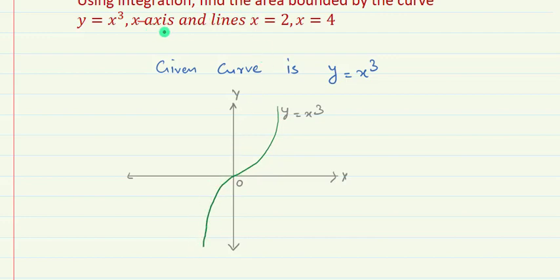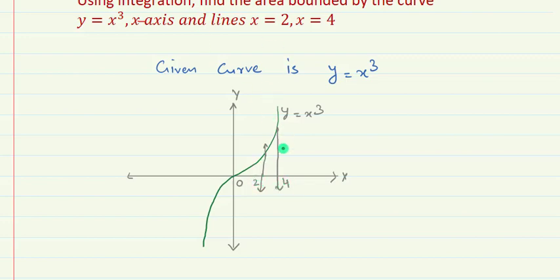Now the other things are x-axis. So clearly x-axis here with us. Second thing is x is equal to 2. So let me draw. This is x is equal to 2. This is the line which represent x is equal to 2. The next is x is equal to 4. So let me draw x is equal to 4 over here. So this is x is equal to 4. This is x is equal to 2.